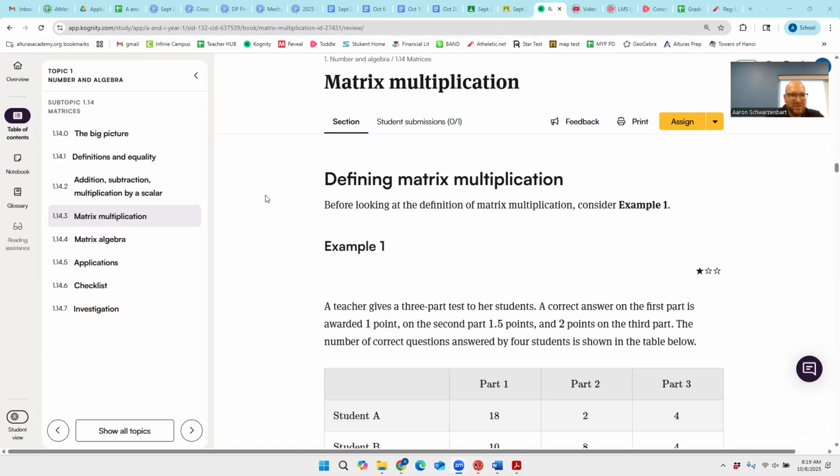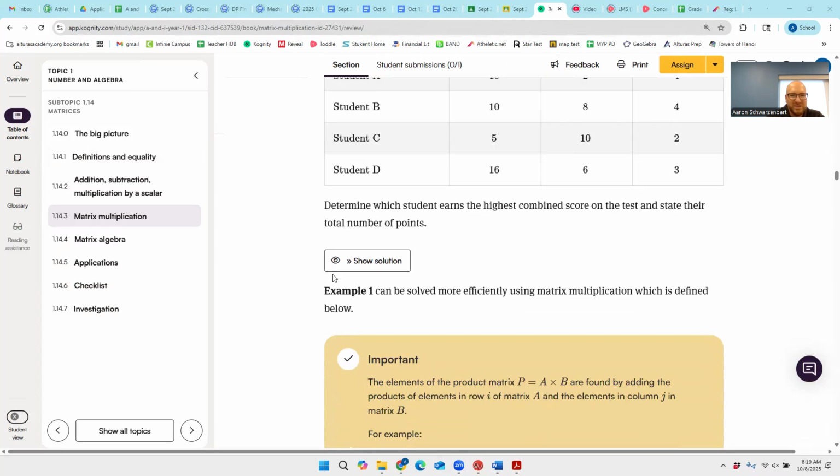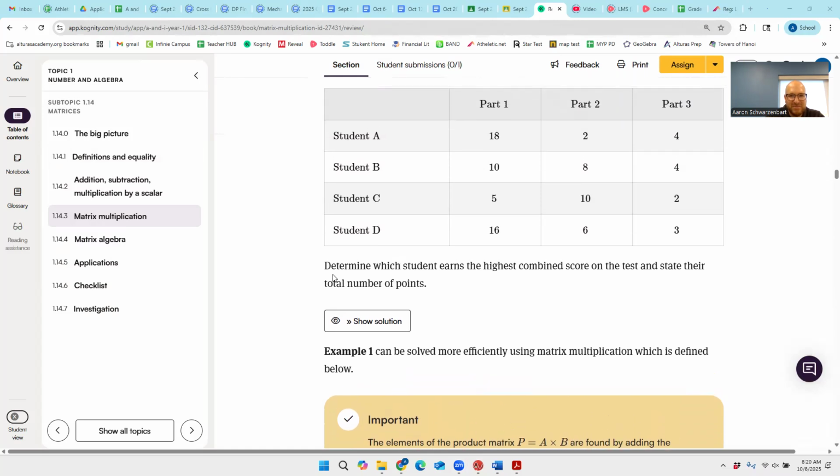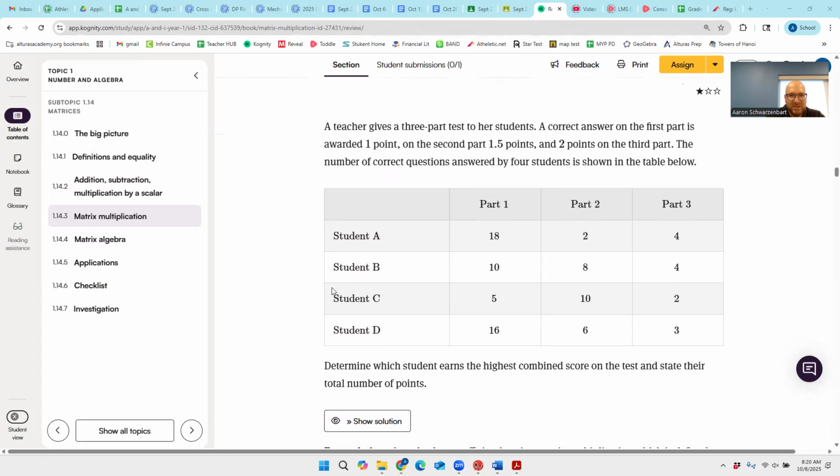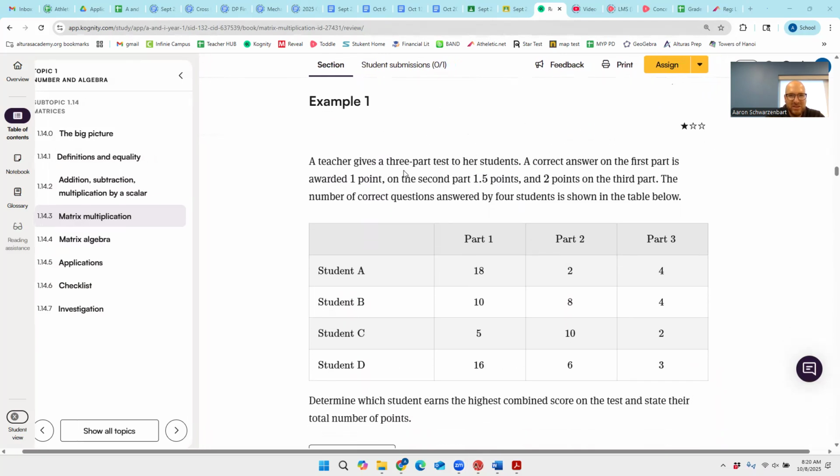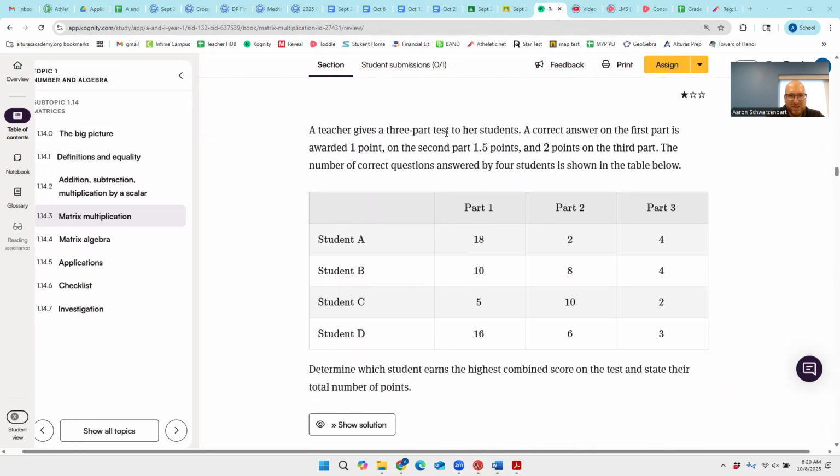Okay, this is matrix multiplication, and we're going to get into matrix algebra today. Matrix multiplication. One of the keys to matrix multiplication is, so this one says a teacher gives a three-part test to her students.